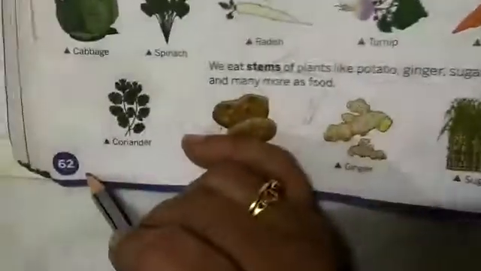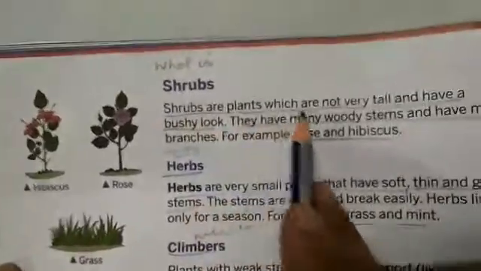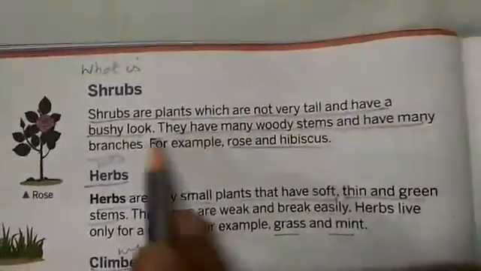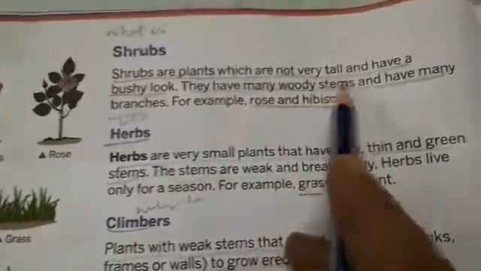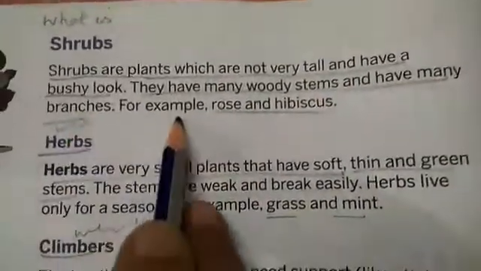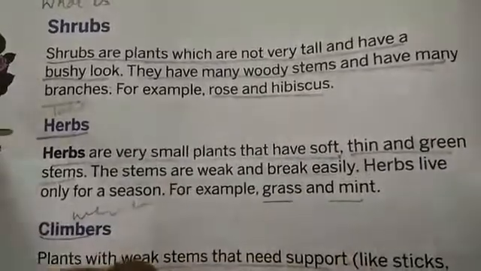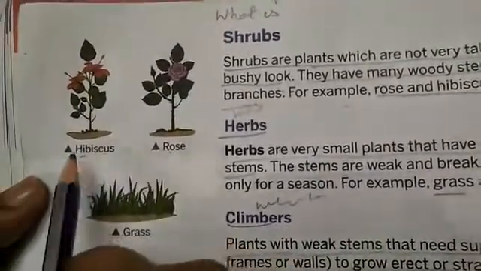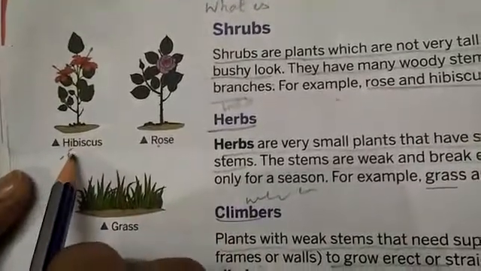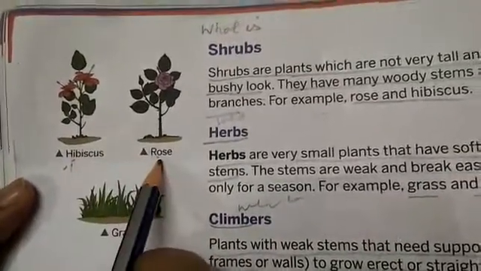Yes. Turn to page number 62. We have learned shrubs. Shrubs are plants which are not very tall and have a bushy look. They have many woody stems and have many branches. For example, rose and hibiscus. Now you see two examples, hibiscus and rose. What is this hibiscus? It's a shoe flower, and rose, you know what it is.